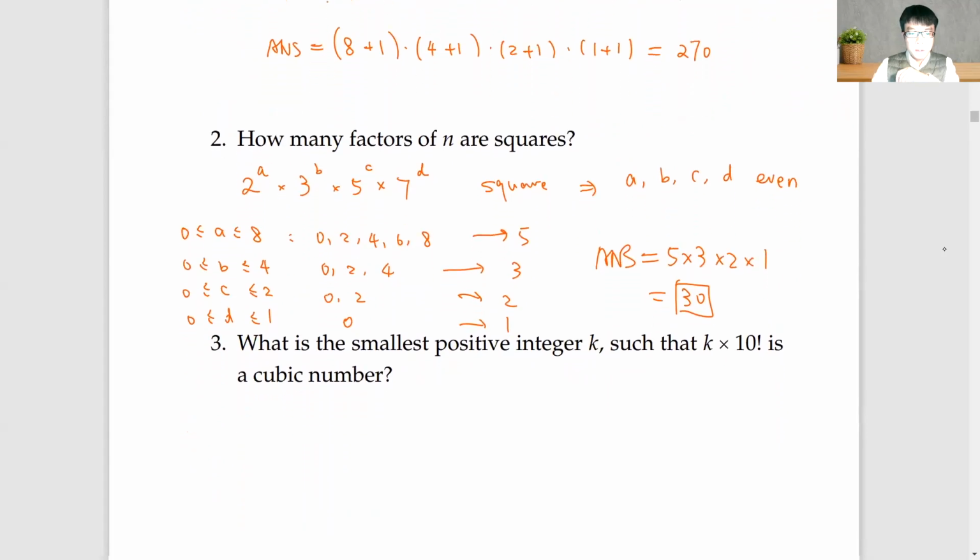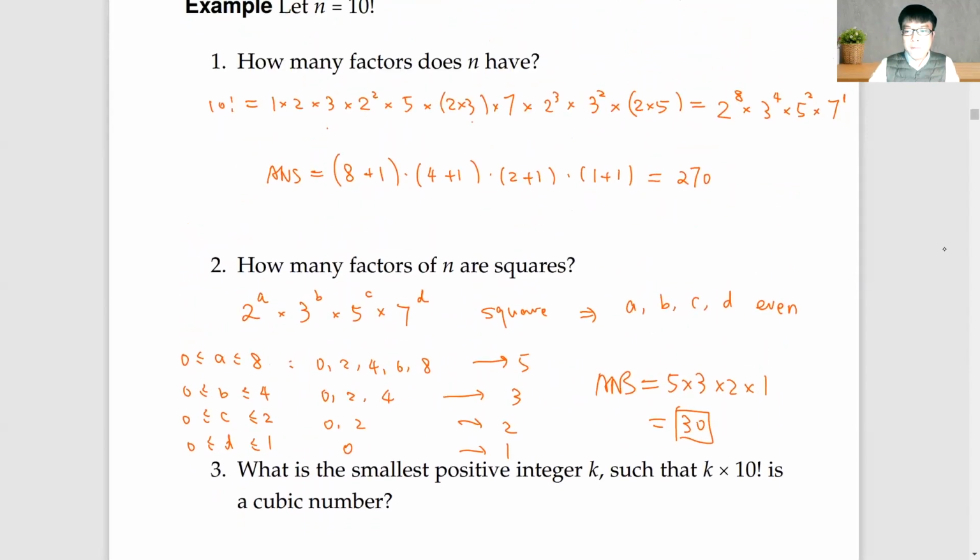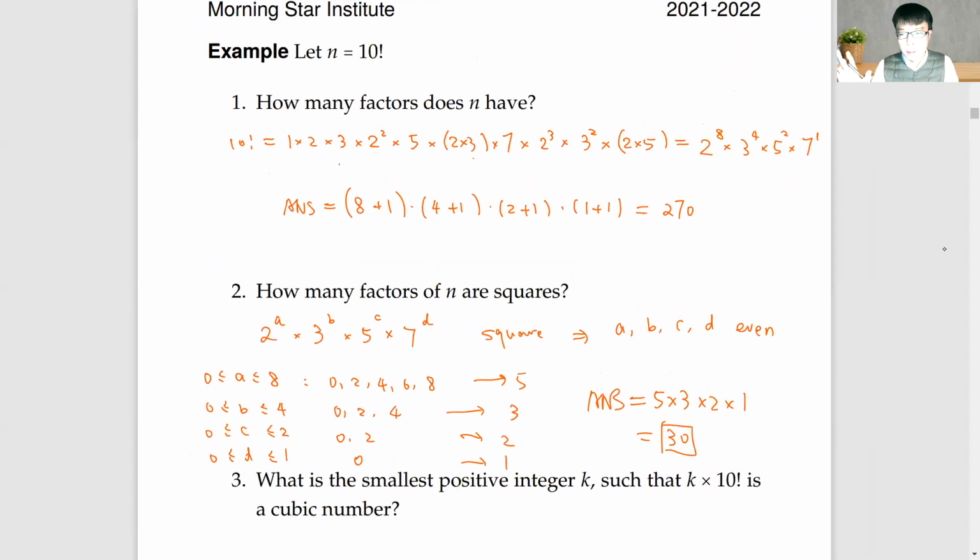First, let me test your understanding on the cubic. Okay, how to describe a cubic number. What's the smallest positive integer k so that k times this 10 factorial becomes a cubic number? So we see 10 factorial itself is not a cubic number, right? Because this exponent a is not divisible by 3. But we can multiply 10 factorial by some number to be a cubic number. What's the smallest such number?